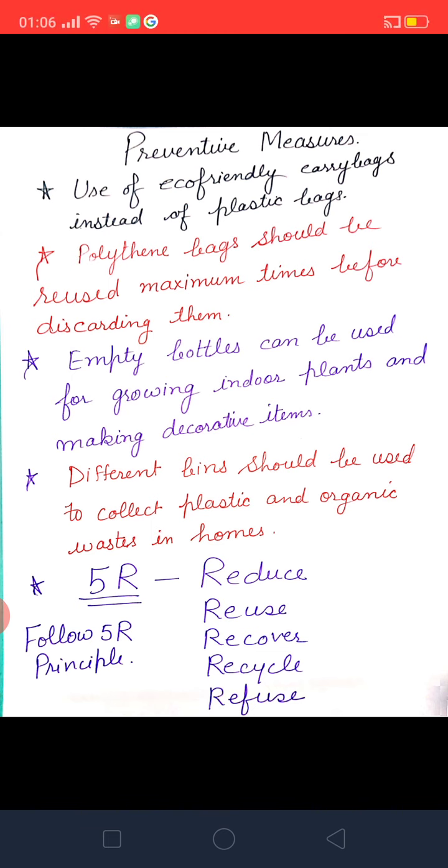And recycle. All the basics you can use: paper, plastic, metal, glass. Recycle. Again we can use it. Again we can make new things by recycling that. Refuse. You can refuse to buy or accept plastic. In this way we can use some preventive measures against plastic.